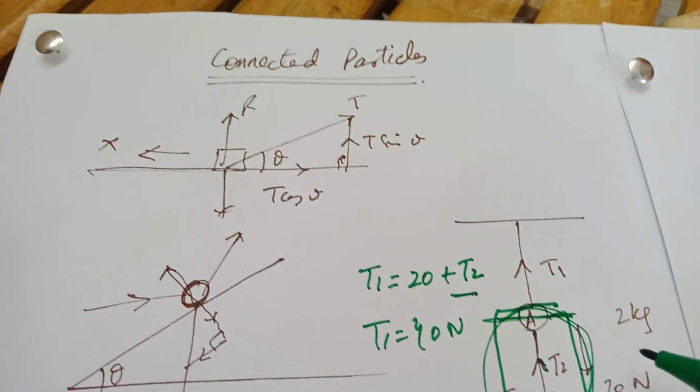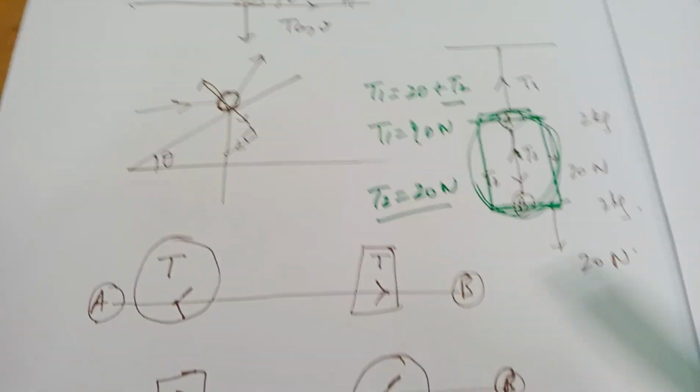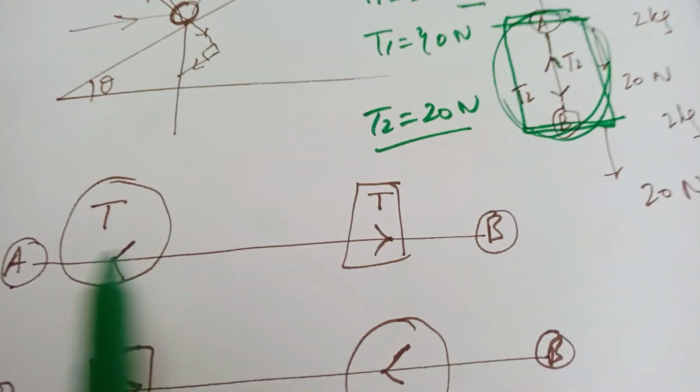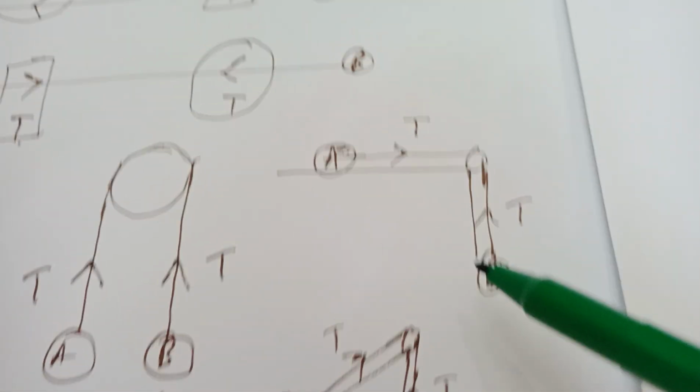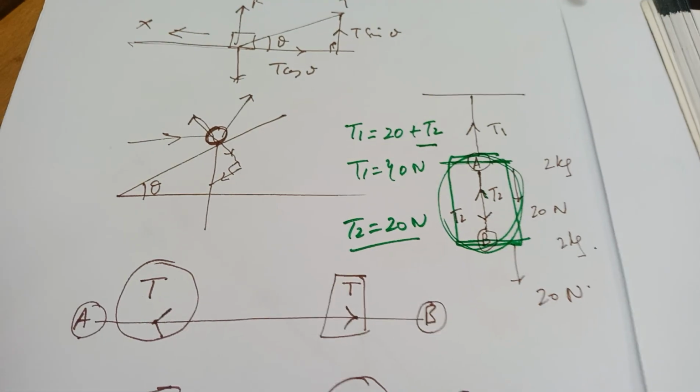I have just told you one thing over here: in the same string, throughout that string you have the same tensions but in opposite directions, okay? So do ask me if there is any problem, okay?